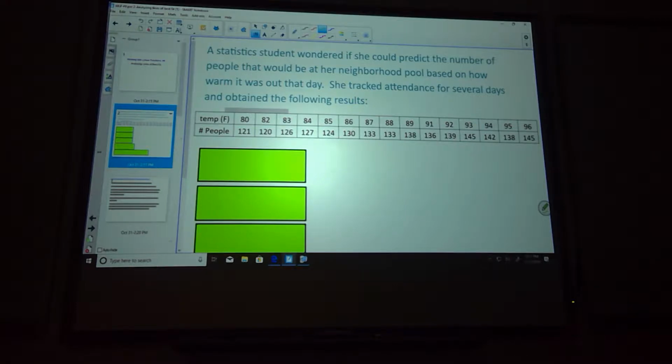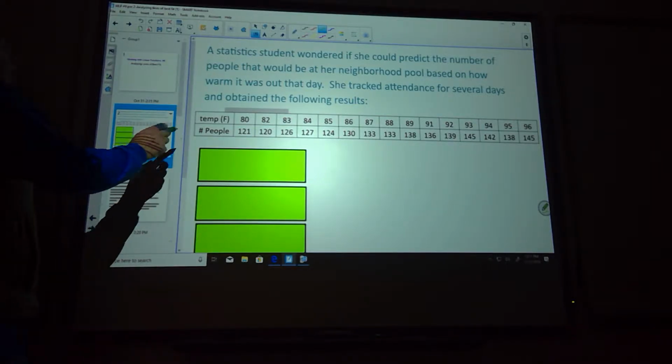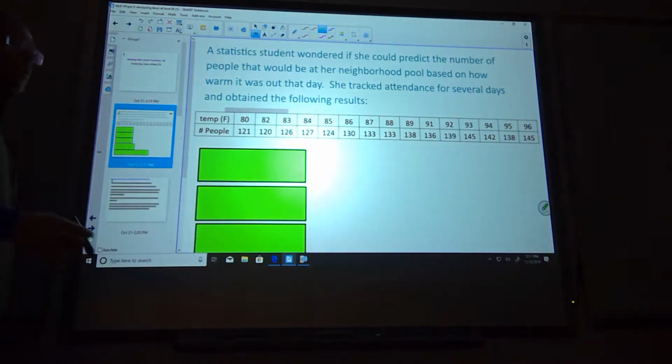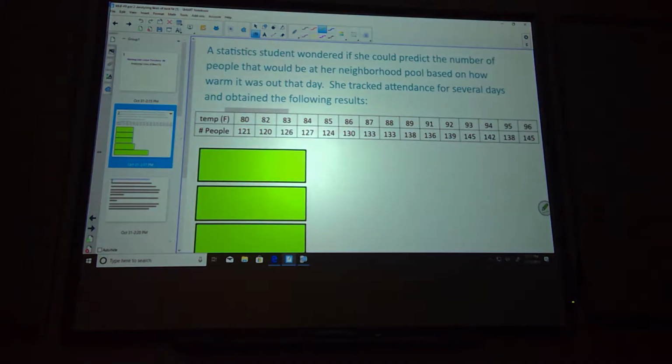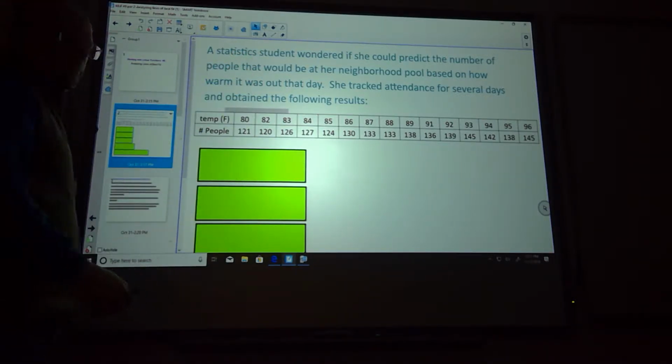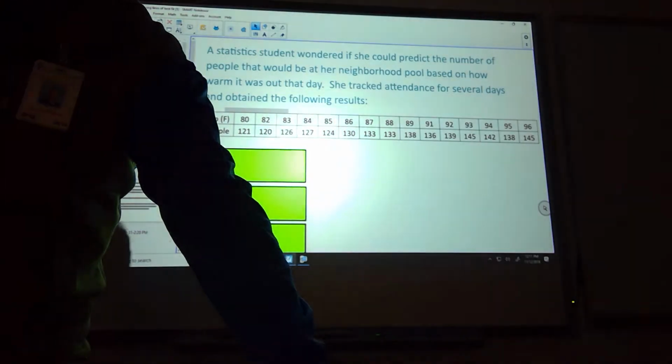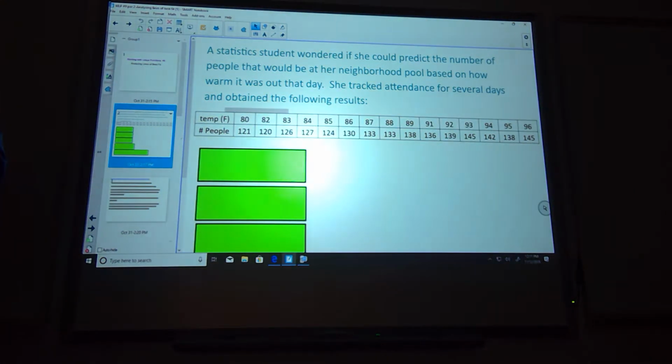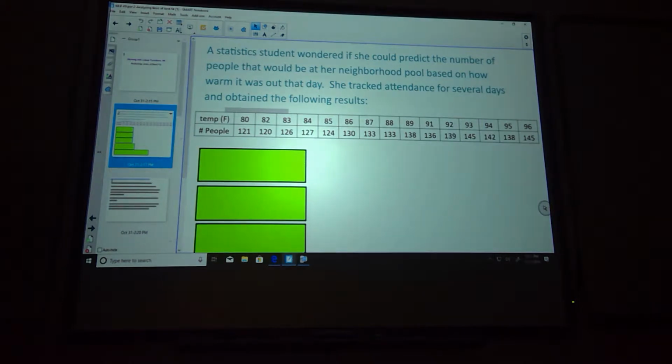Okay, so first thing you have to determine, is the temperature here going to be the x-axis? Or is it going to be the y-axis? Or is the people going to be the x-axis? So temperature, as the temperature goes up, more people at the pool? Make sense? Okay. So I want to go ahead and plug this information into my calculator. So everyone who has a calculator, you ready? Yes. How do we do it? Well, that's what I'm going to walk you through.